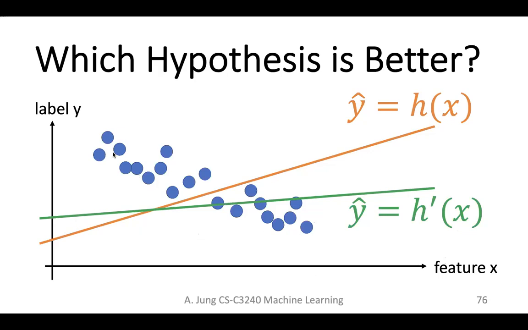So we have data here, data points. The second component, what was the second component of machine learning? After data, what did we discuss?